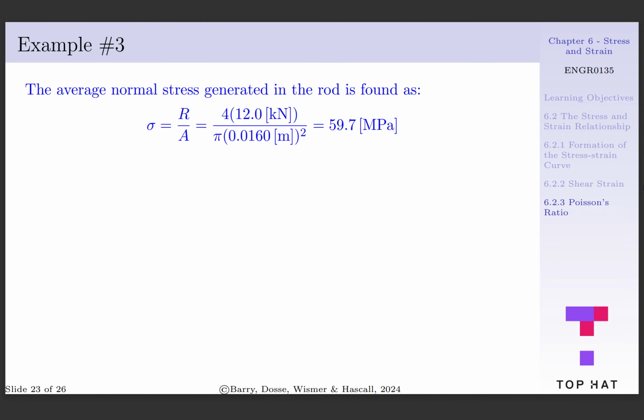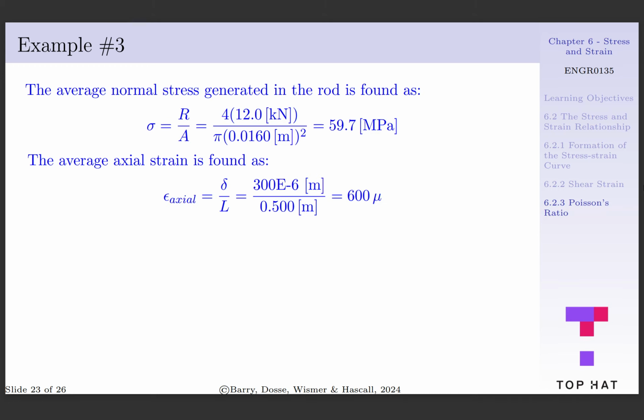First, we'll calculate the average normal stress, which is equal to the internal reactionary force per cross-sectional area. In this case, we have 4 times 12 kilonewtons per pi times the diameter, which is 0.016 meters, squared, and we get that the average normal stress is 59.7 megapascals.